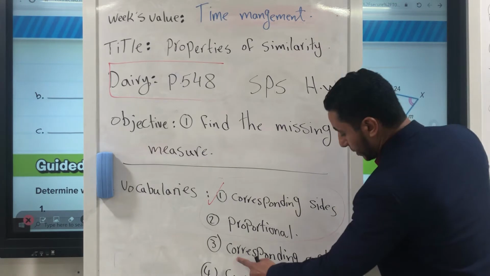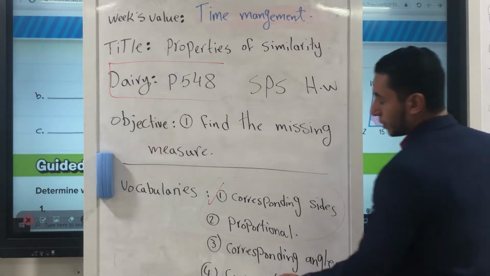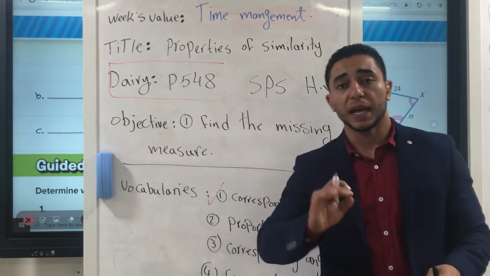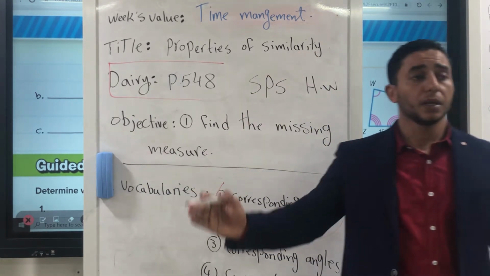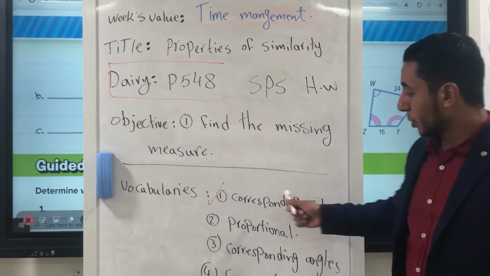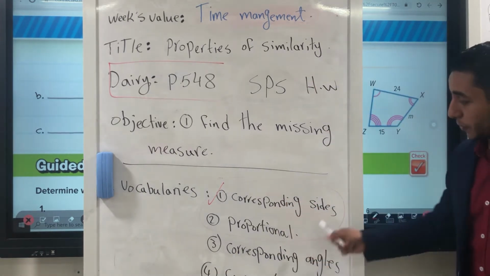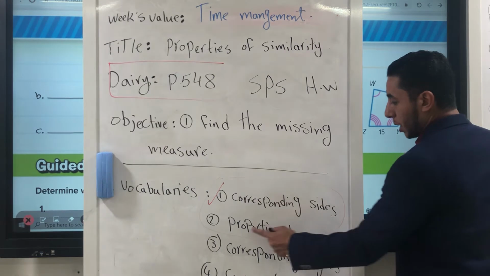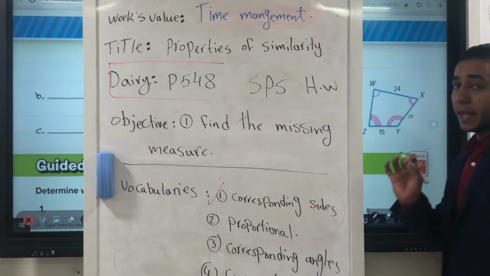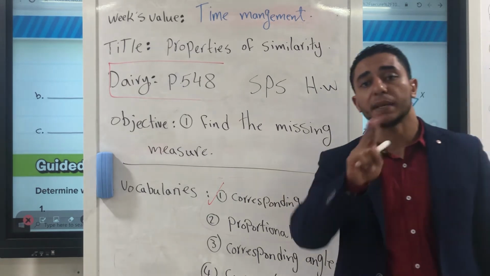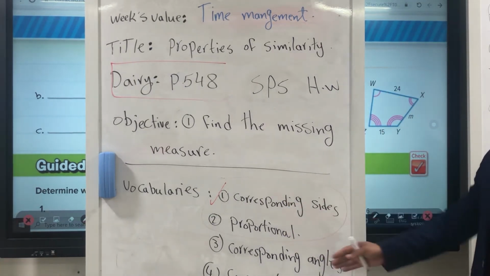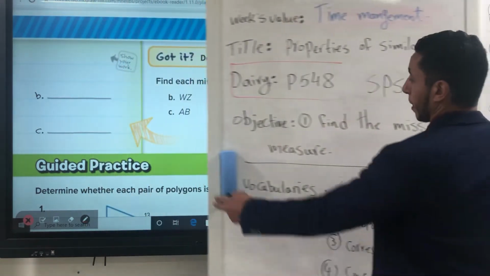And number two is corresponding angles are congruent. Congruent means what? Equal in measure. If the angle equals 30 degrees, then the corresponding angle in the other polygon will be 30 degrees. So two conditions. Don't forget, corresponding sides are proportional and corresponding angles are congruent. If we have two similar polygons, you can use these two conditions. Good.